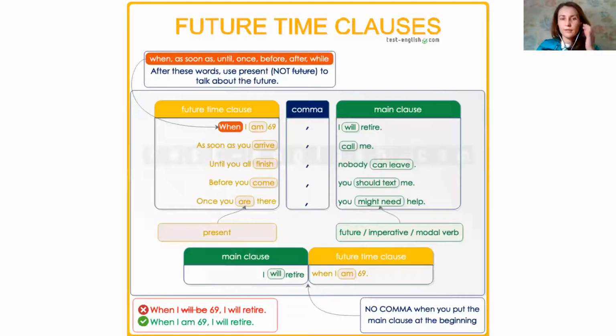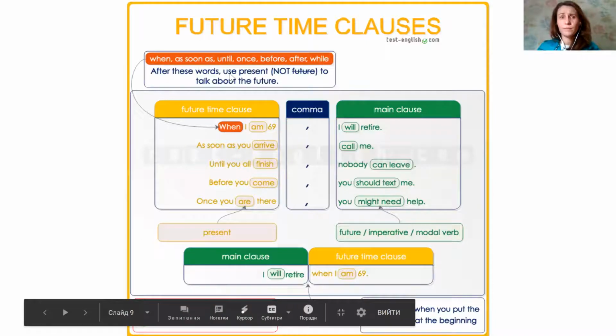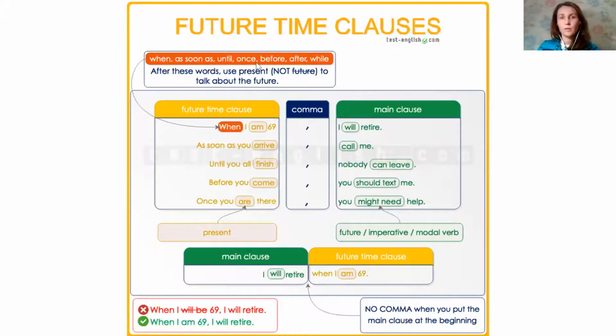And here is a lovely table I'd like to share with you. Here you have all these words like when, as soon as, until, once, before, after, while. Yes, after these words, please remember you have to use present and not future even if you talk about the future. When they come first, you have to put comma, and then comes main clause.